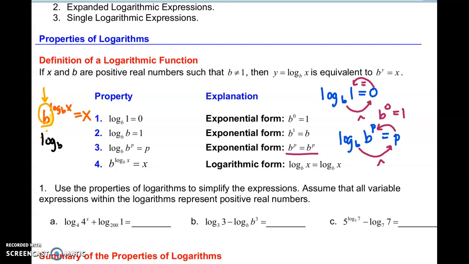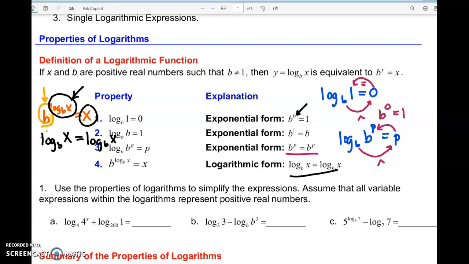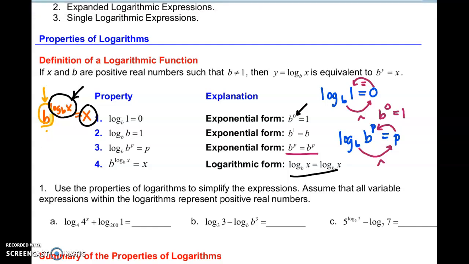Now, when we look at our exponential form, this value that you see here is our answer. So I'm going to say the log base b equals this exponent. So it would be the log base b of x. And this right here becomes the argument. So this is what I get, and they write it in logarithm form here. And so that is showing why these are true.